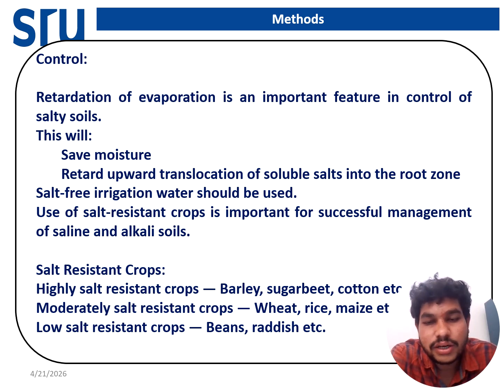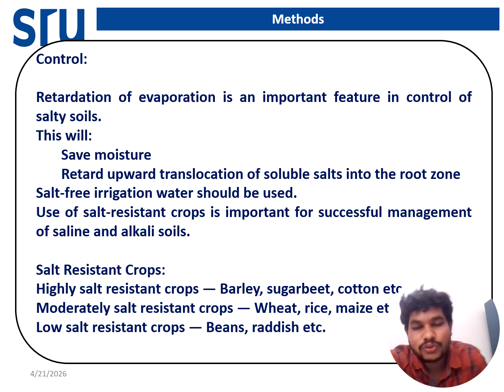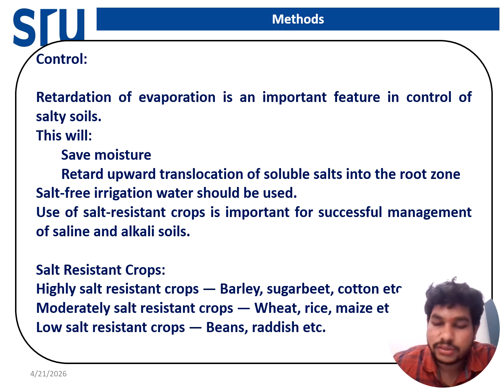And in such conditions where saline soil and sodic soil are more and good quality water is less, then choose salt resistant crops. Highly salt resistant crops like barley, sugarcane, cotton you can use. Moderately salt resistant crops, wheat, rice, maize you can go for. And low salinity tolerant crops like radish and legume crops, you should not use in saline and sodic soil.